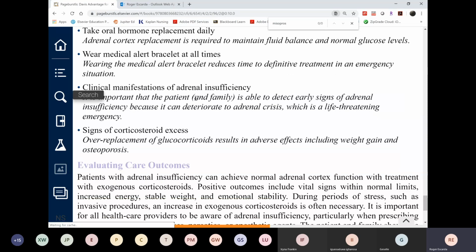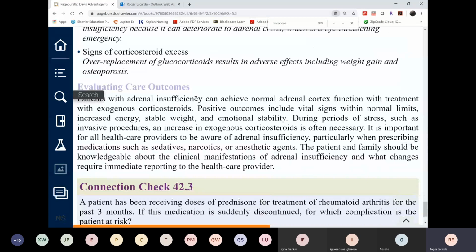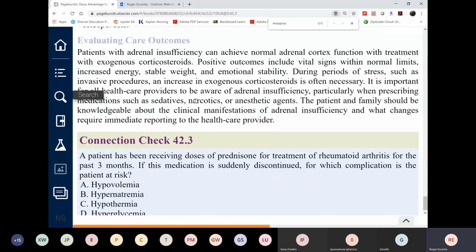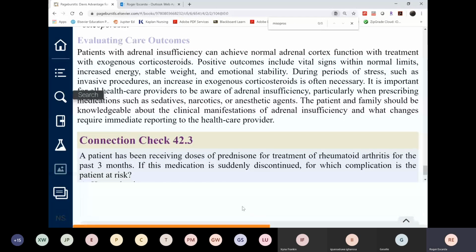Any questions? That's it for adrenal insufficiency. All right, let's proceed with Cushing's. There are two.